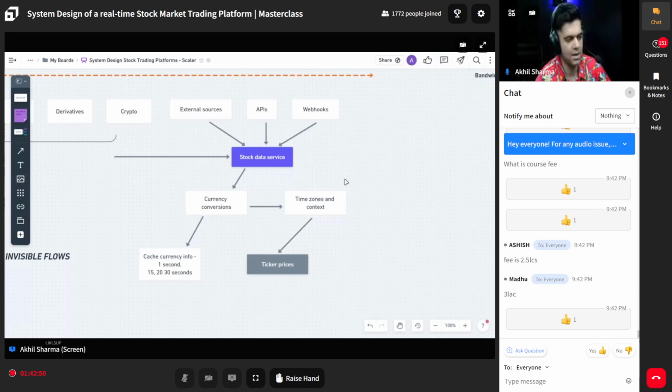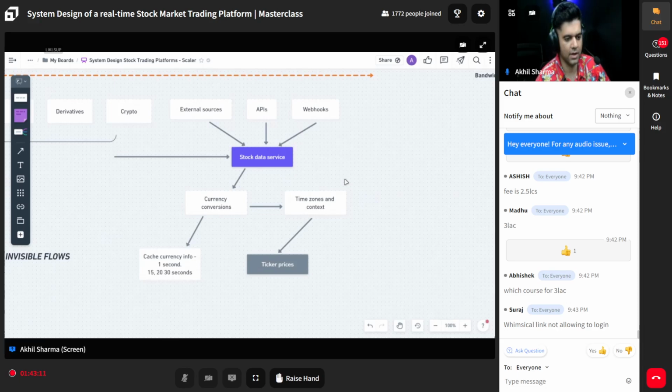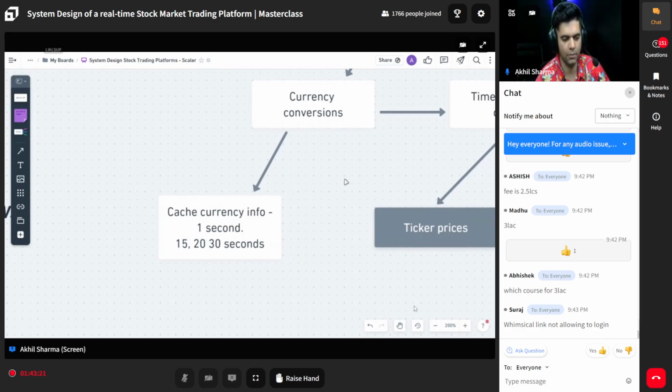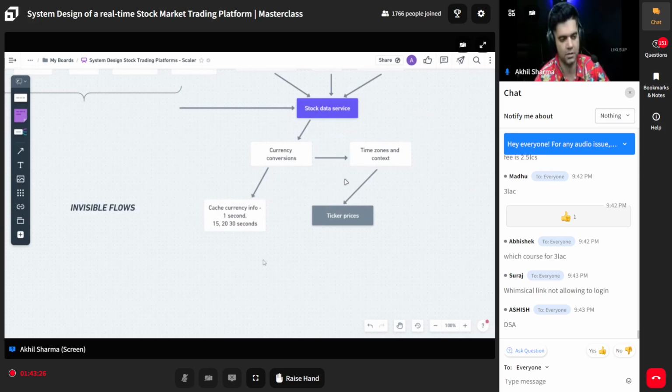And currency conversions also happen for crypto, like Ethereum versus Bitcoin versus Cardano or whatever. Okay, so you have time zones and context there, depending on time zone, what's the cost, or what's the time zone in which these currencies are getting traded. And you can cache the currency information. Now, currency conversion APIs are very expensive, so you want to cache that information. Every 1 second or even every 15, 20, 30 seconds, based on how much money you want to burn, you can cache that information and keep showing that old, 15, 20 second old information to all of the users. You don't want to call that API every single time a user calls that API.